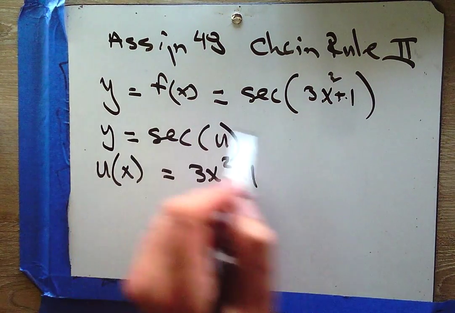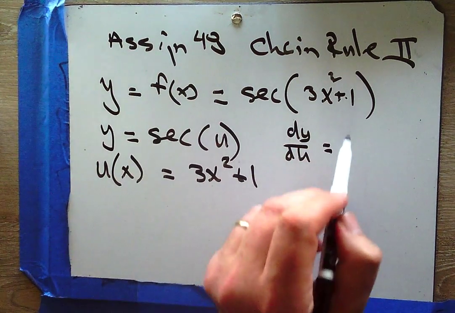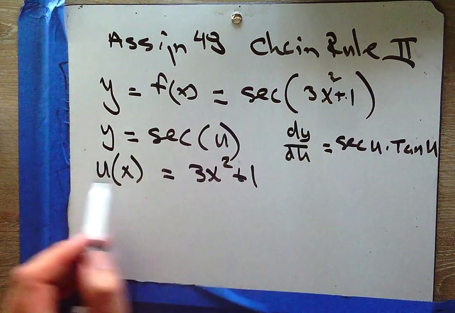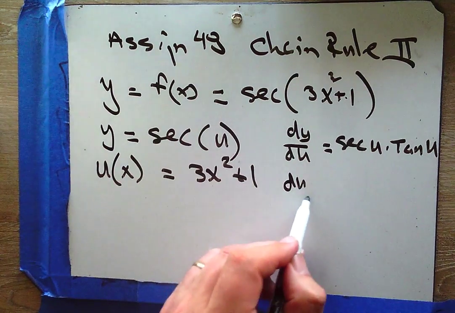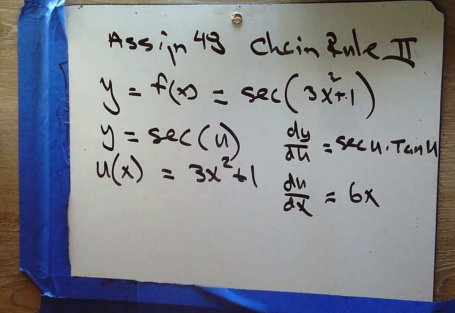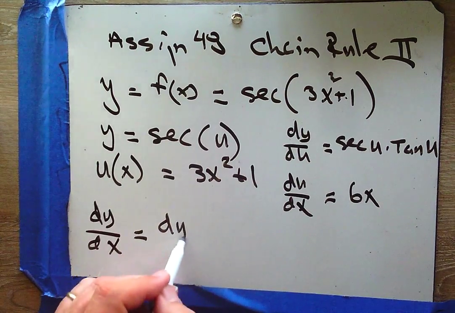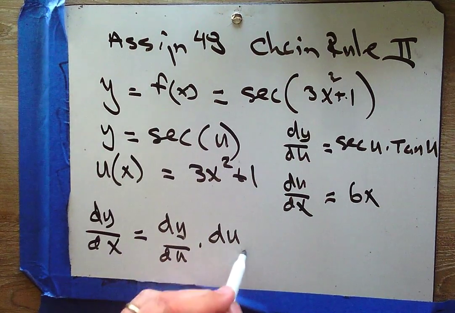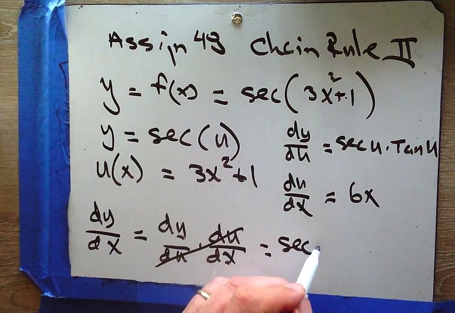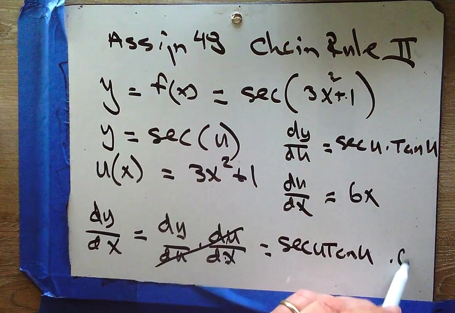We know if we take the derivative of this, we get dy du, because it's in terms of u stuff. Derivative of secant is secant u tan u. And then here, when I take the derivative of this, that's du dx, and the derivative of this would simply be 6x. So I'm looking for dy dx, which means I need to do dy du times du dx. Dy dx is left over. So that's secant u tan u times du dx, 6x.